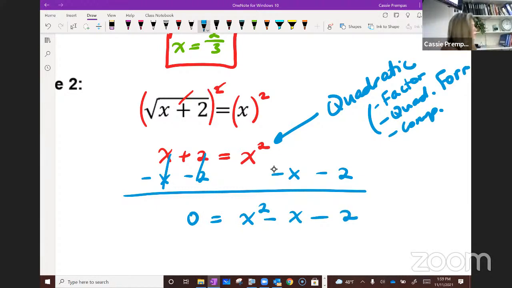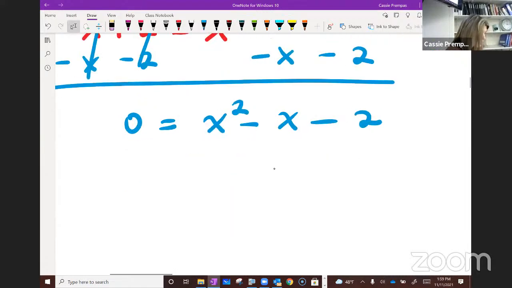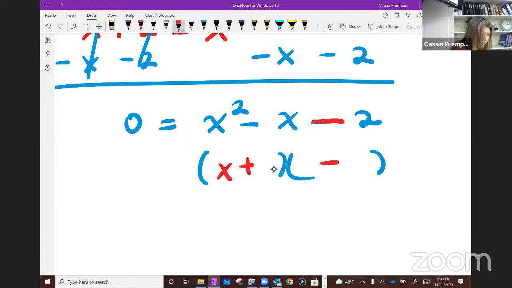Now, if you've set it equal to 0, your two options would be factor or quadratic formula. What would you guys want to do here? Factor? Yeah, it factors nicely here. If we break this down, the last term is negative, so we know we're going to have different signs. x times x would give us x squared.